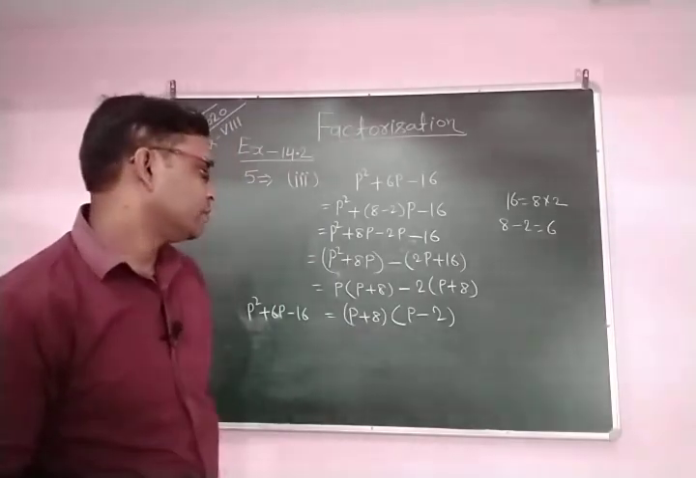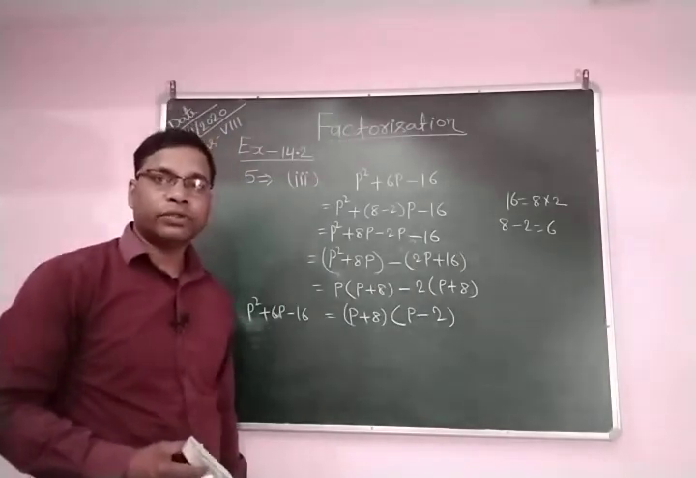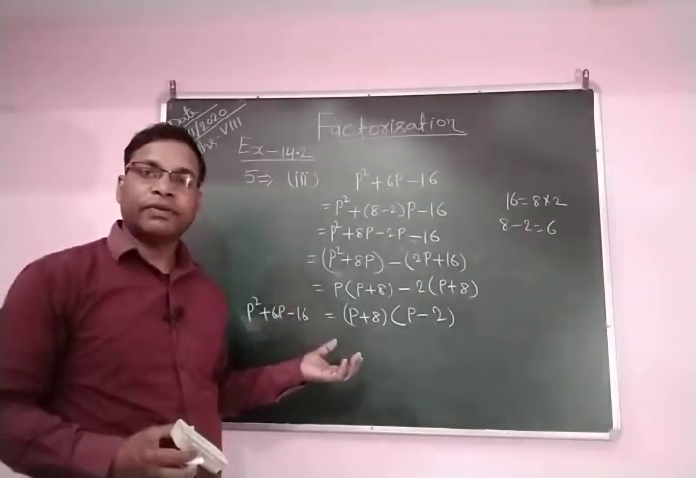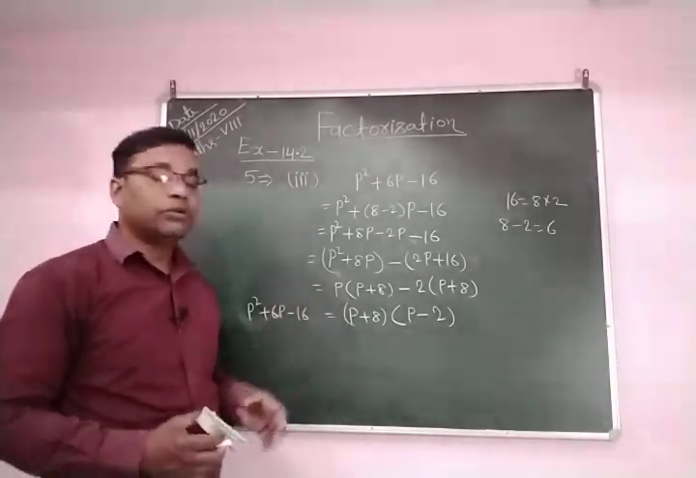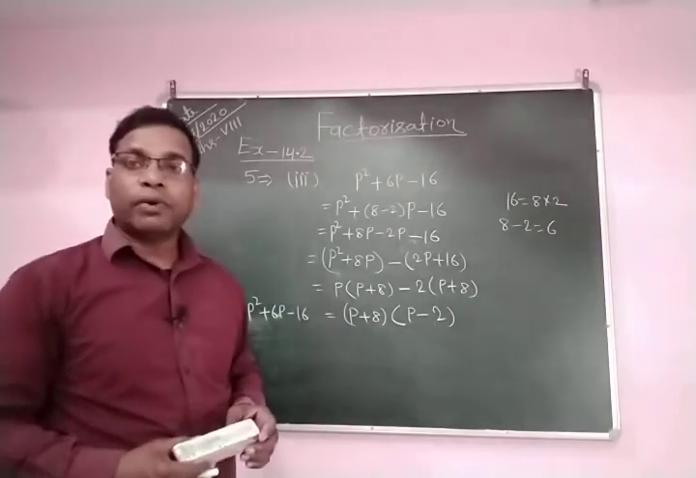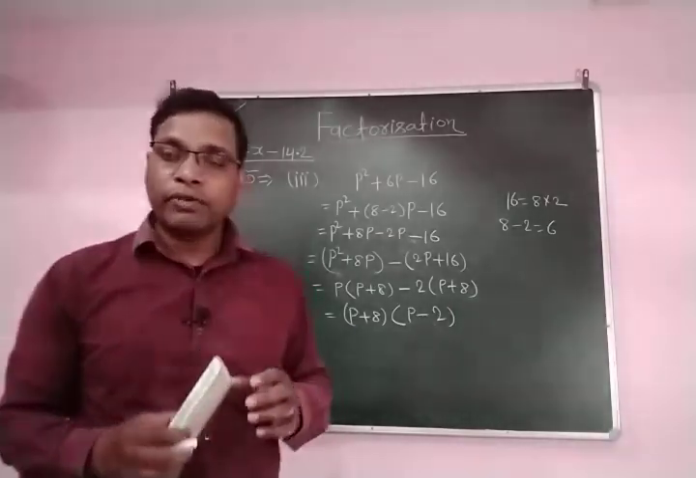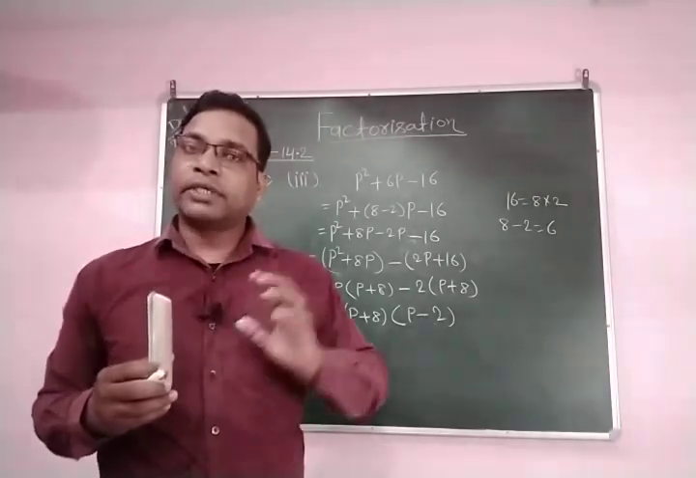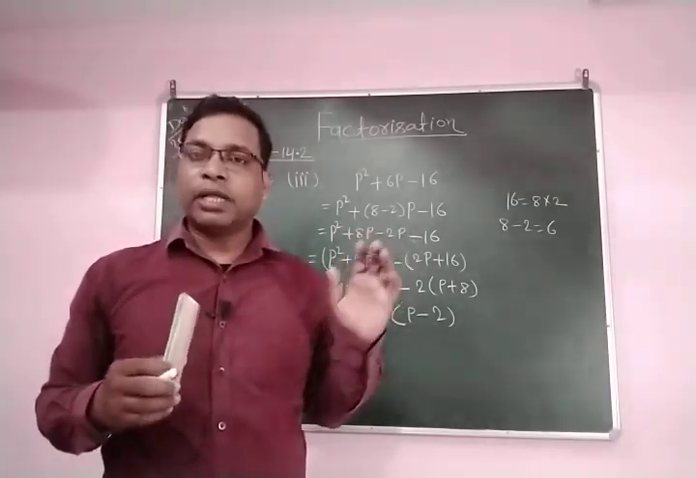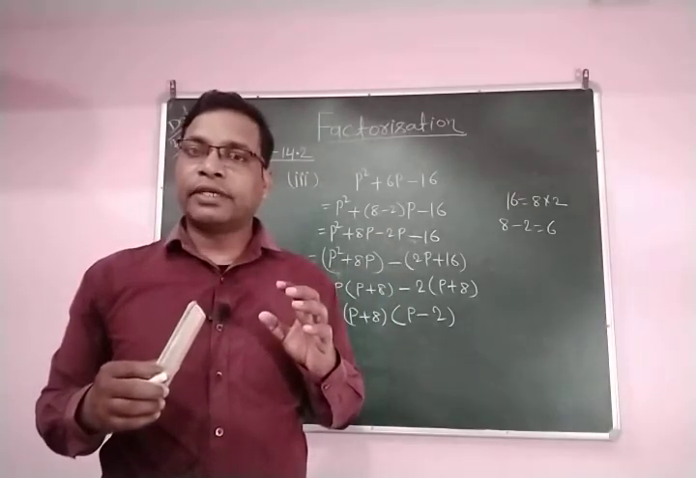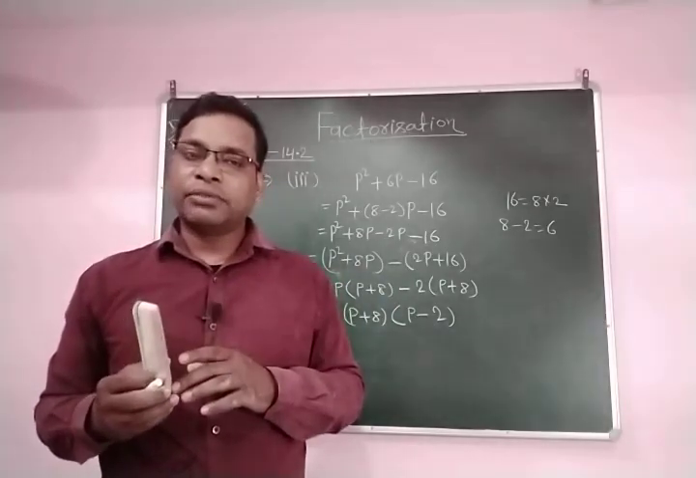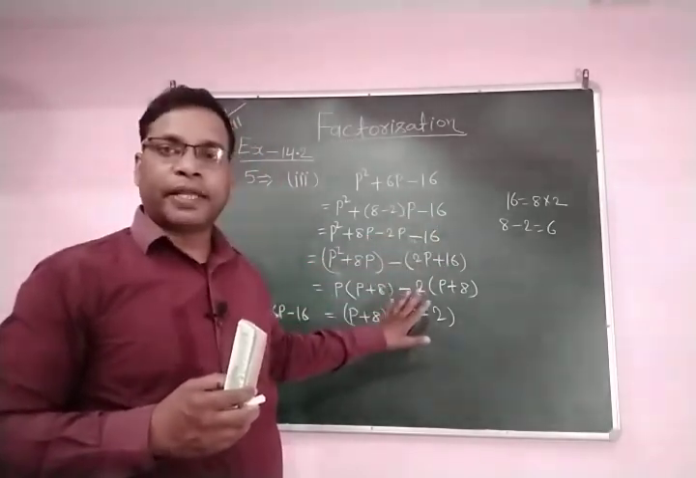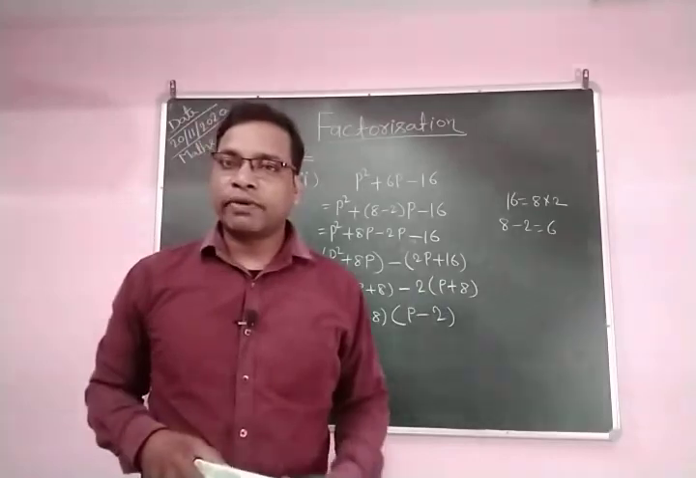So students, I hope all of you understood these questions. In this way, we complete question number 5, or you can say exercise 14.2. I hope all of you understood these questions and you are able to find the factors of such types of questions. Sometimes we need to find the factors using identities. Sometimes we use both identities and find the factors like this. Okay. So thank you for watching. Jai Hind.